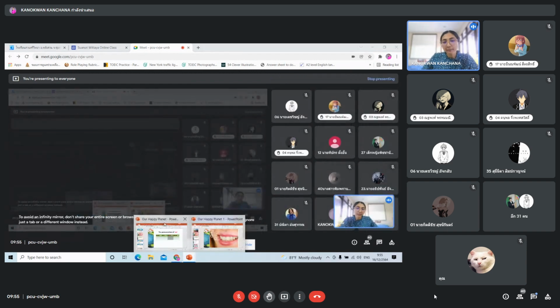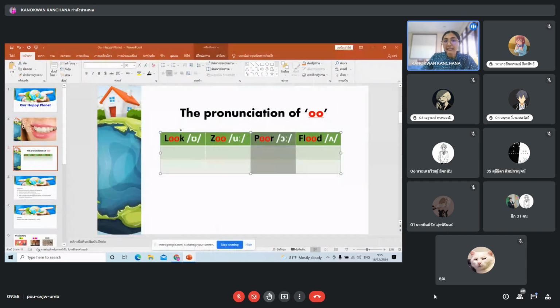So let me go back to this again. This is what we call a column. And this is the row, right? So we're going to look at the first column first. We're going to begin and start at the first column. You see the first column, the word is look. So the OO is actually the sound O, as in look.